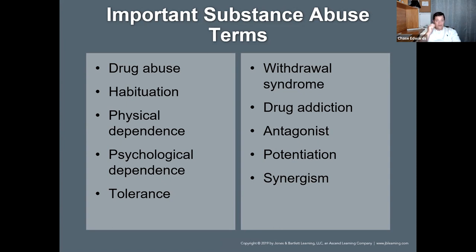Drug abuse occurs in all age groups and social levels. Adolescents are particularly prone to experimentation. That's right. Unless you're talking about synergism, then 2 plus 2 does equal 5.